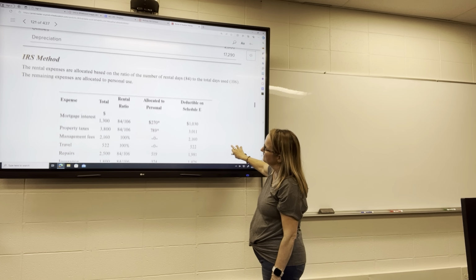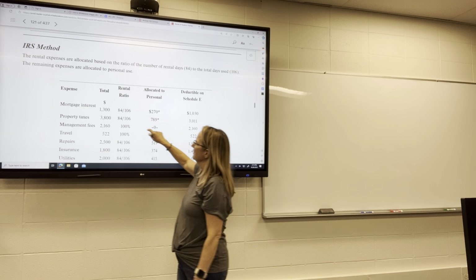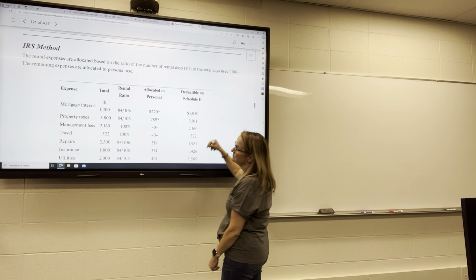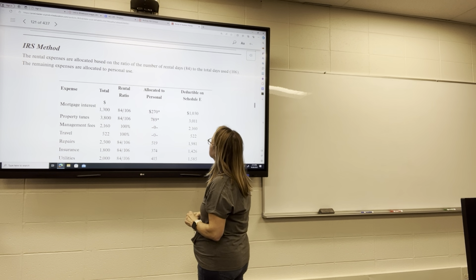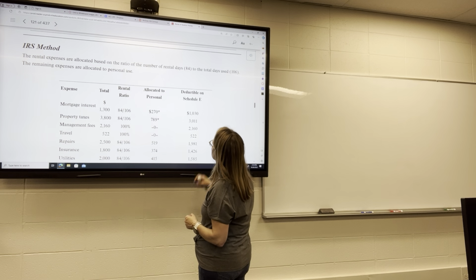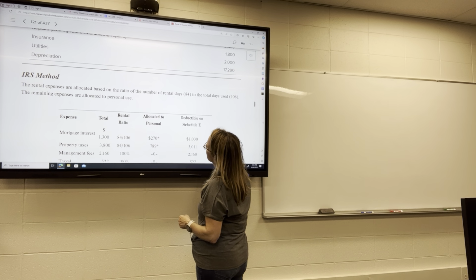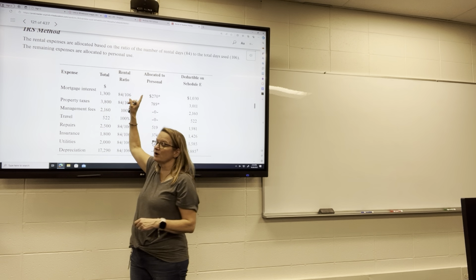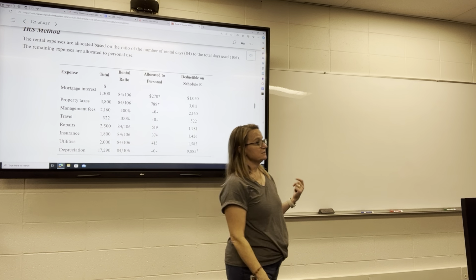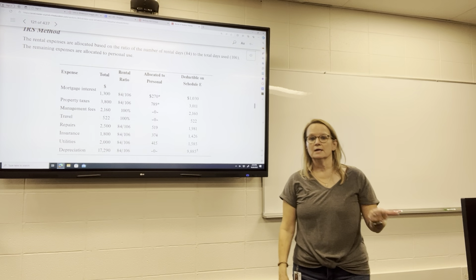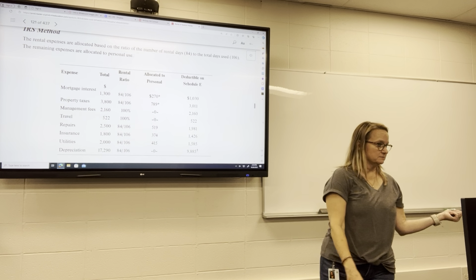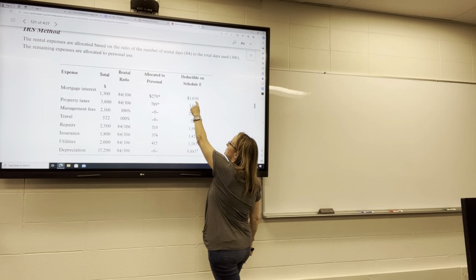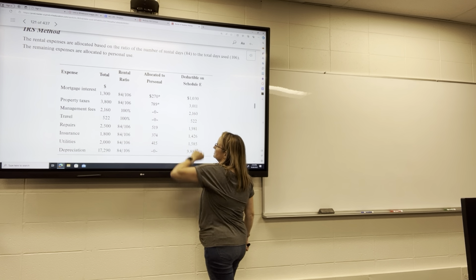All right, using the IRS method, we're going to take the mortgage interest of $1,300. We used it 84 days for rental days, so 84 over 106. Where do we get 106? That's the total number of days it was used: rental days plus personal days. And this gets us our rental and personal expense.